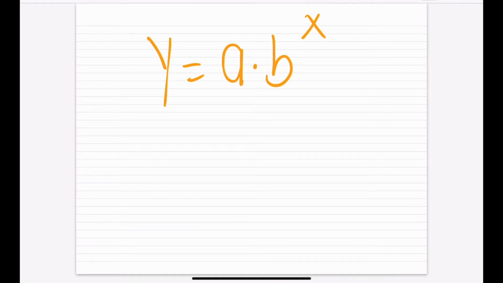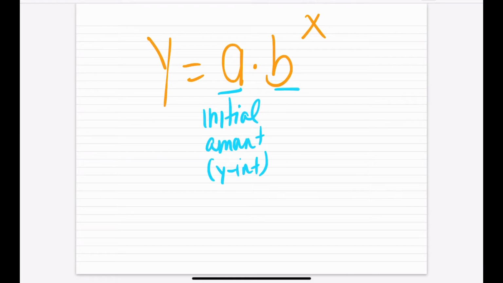The equation for exponential growth and decay is y equals a times b to the power of x. If you remember from the last video, a represents the initial amount, and on the graph that represents your y-intercept. The b is your growth or decay factor.